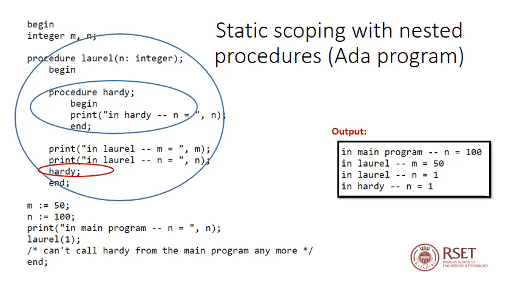So I hope you have understood this program. The fact that you have to notice in this case is that the nested subroutine Hardy can only be called from the enclosing subroutine Laurel. Notice that we can't call Hardy from the main program.